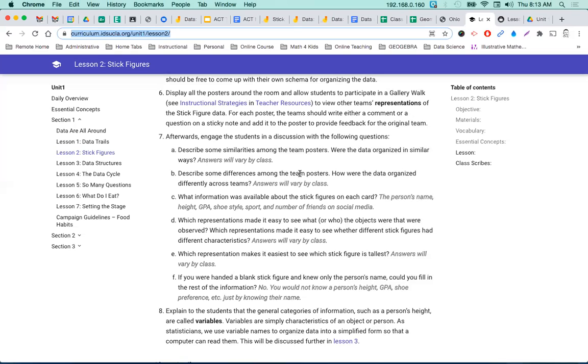And how we can gather that and organize it in a way that not only we can look at it, but a way that we can put it into a computer program, and then the computer program can analyze it. This is something we are going to be moving forward with when we get to lesson 3 tomorrow.